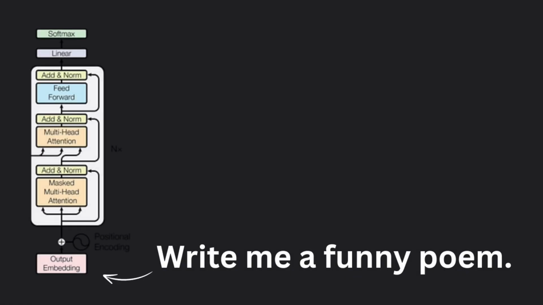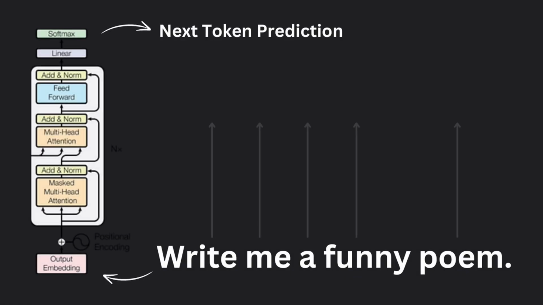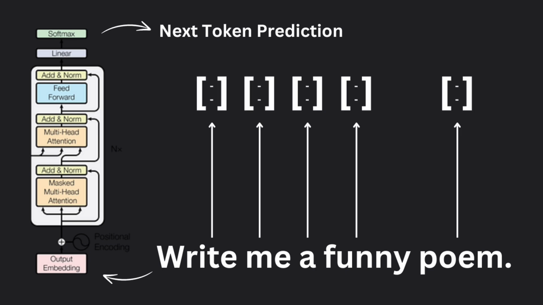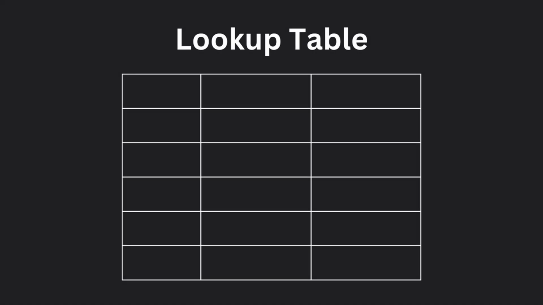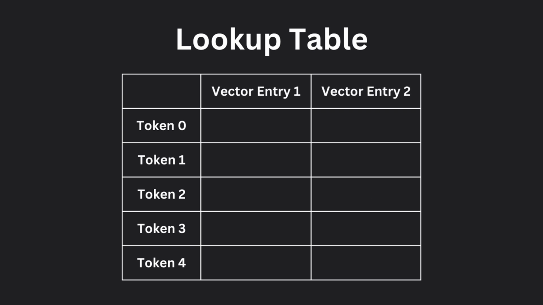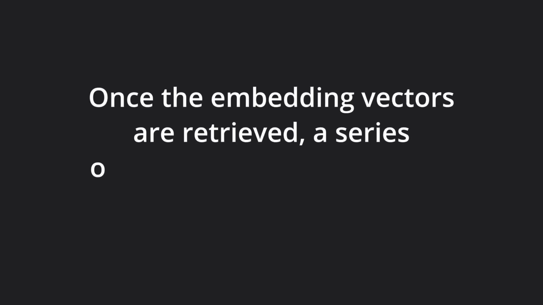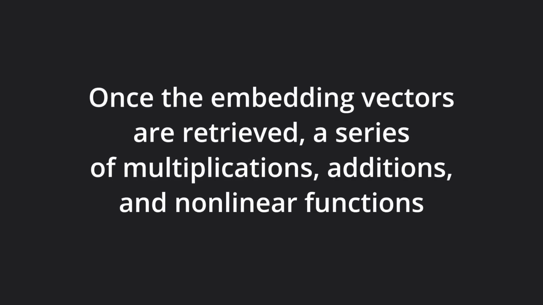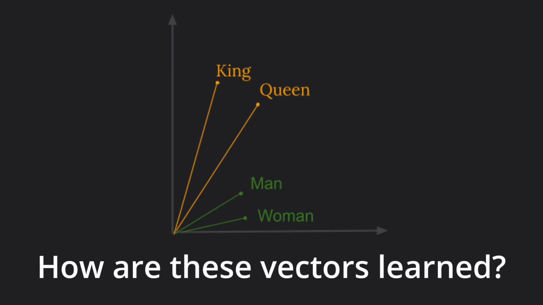When passing a sequence of text into a model, the first step in the calculations for the output is to fetch the embedding vectors for each word. We can think of this like a lookup table from the token integers to vectors. Once the embedding vectors are retrieved, a series of multiplications, additions, and nonlinear functions are used to form the final output. Back to the question, how are these vectors learned?